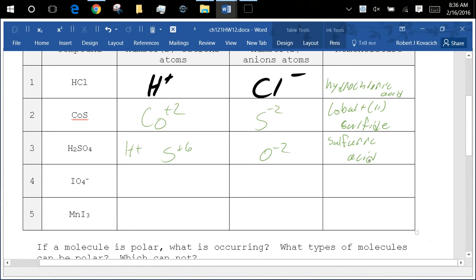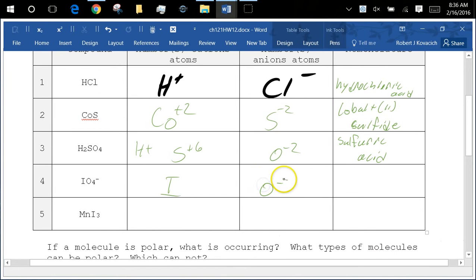Who's the cation? Iodine. How do I know that iodine is? Because it's with oxygen. So the rule on the halogens is they're a -1 charge unless they're with a halogen that's higher on the list than them, or they're with oxygen. So this is with oxygen.